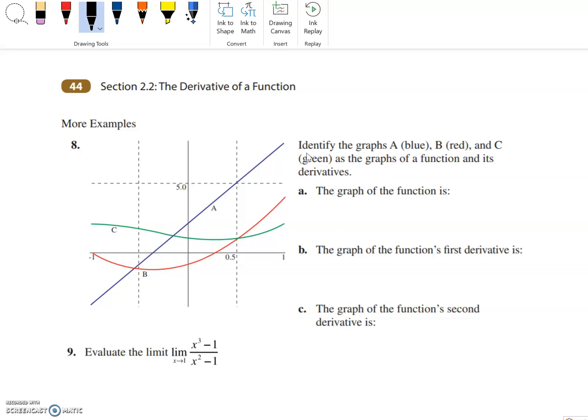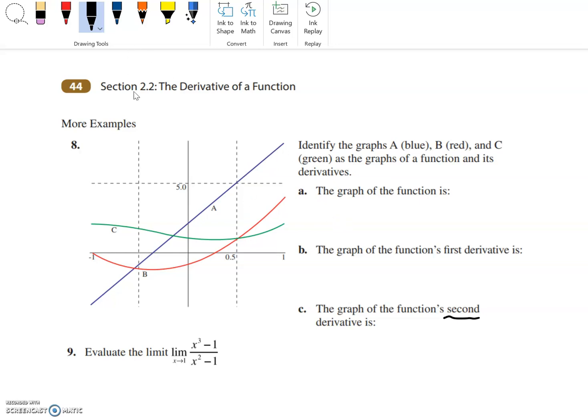So in number 8, we're asked to look at the 3 different graphs, the graphs of these 3 functions a, b, and c, and determine which one's the original function, which one's the first derivative, and which one's the derivative of the derivative, meaning the second derivative. So let's start off. Let's see if a could be the original, right?